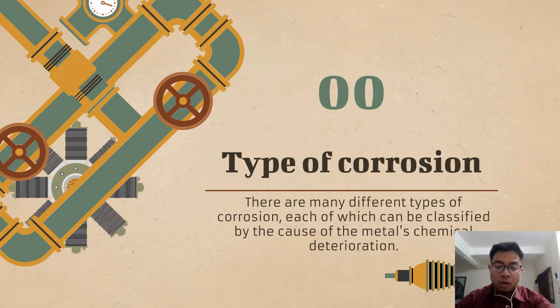Firstly, we are going to cover the types of corrosion. There are many different types of corrosion, each of which can be classified by the cause of the metal's chemical deterioration.